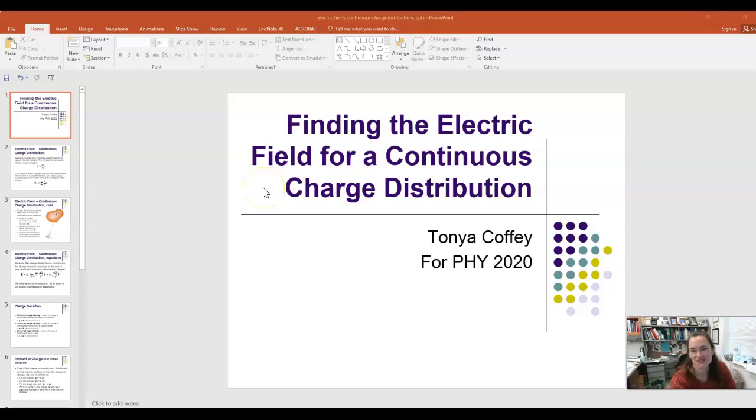Hi. So in today's lecture, we're going to talk about finding the electric field for continuous charge distributions. This lecture talks about finding the electric field from the expression of the electric field, not from Gauss's law. Okay, so we're directly integrating continuous charge distributions in this lecture.